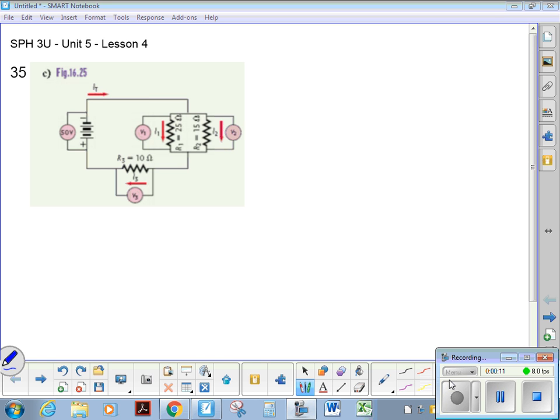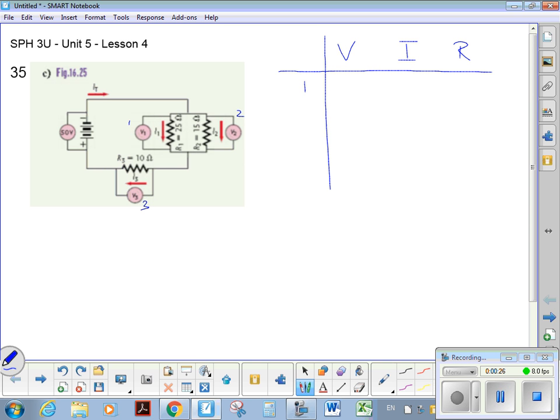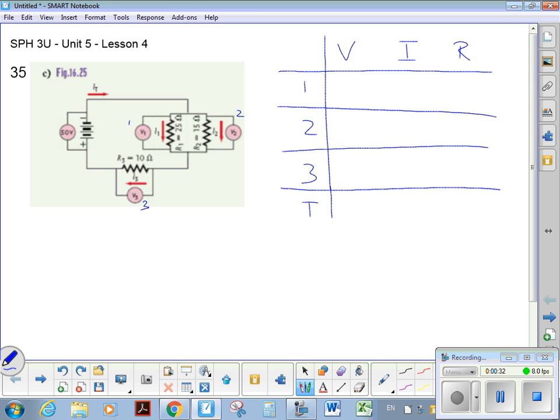With the circuit analysis, I always like to set up my chart first. So I have V, I, and R as my categories, and I have 1, 2, 3 parts of the circuit that I'm going to analyze. So, making a nice, neat chart: 1, 2, 3. And then at the bottom, I'll put my totals, and I fill in whatever information is provided.